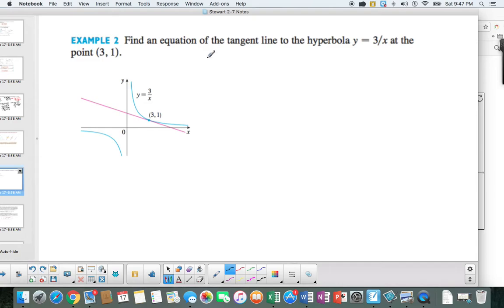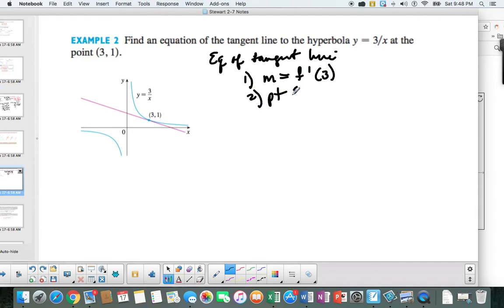We want to find the equation of the tangent line. The equation of the tangent line requires two things. One, it requires a slope, and that slope will be f prime of 3. And two, it requires a point, and that point is (3, 1). So our work is to figure out the slope at 3.